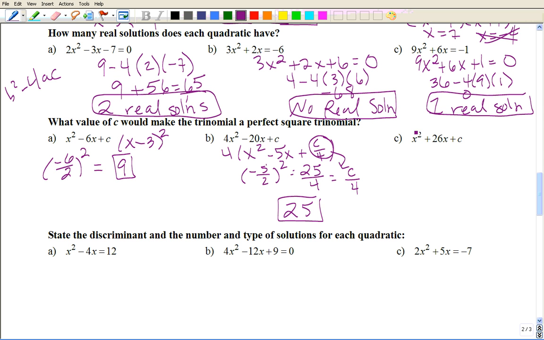And then finally part C. Again, here a is equal to 1, so we don't have to worry about that. But b over 2, so 26 divided by 2 squared. So that's 13 squared, which is equal to 169.